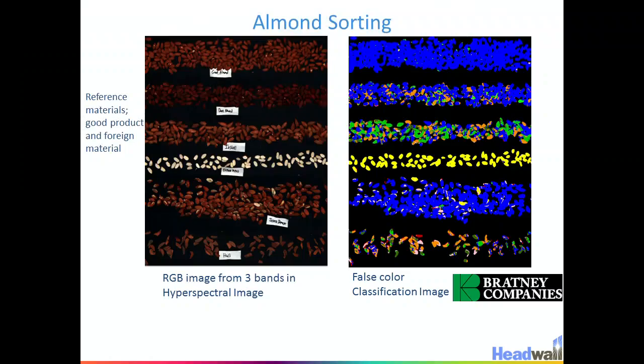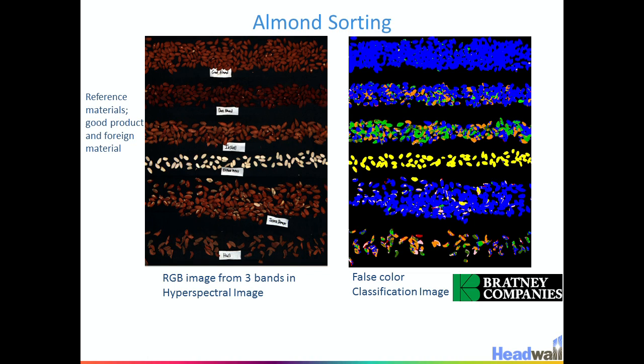And so that's the data that belongs to me that I can show you all. And I'm going to run through a few examples of how people are actually using this sort of stuff commercially. The first one is we've been working for a few years with Bratney Companies. They're basically a seed processing company out of Iowa, and they do big industrial installations. And they came to us and said, well, can't you do this sort of spectral analysis to sort almonds?